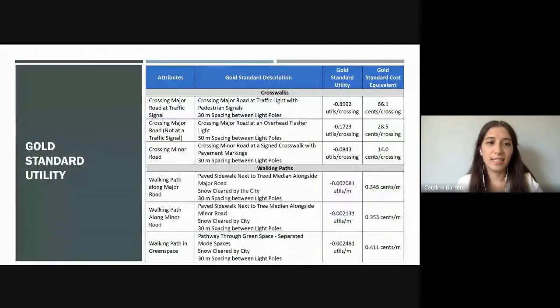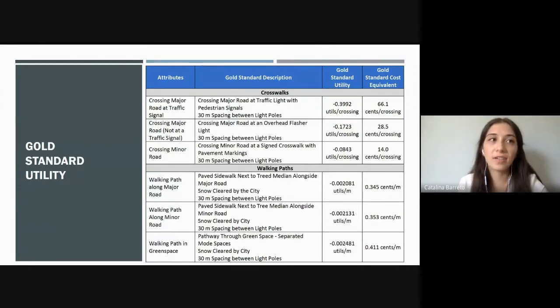Next slide, please. All right, so another thing to note is that the team assigned sort of a baseline utility and utility cost equivalent values to our network. So we called this our gold standard utility and define it as the utility that a path would have if improved to the best possible user experience conditions. So it's based on using the facility type that's practical in the current context with the best utility and with ideal conditions for lighting, snow clearing, and path quality.